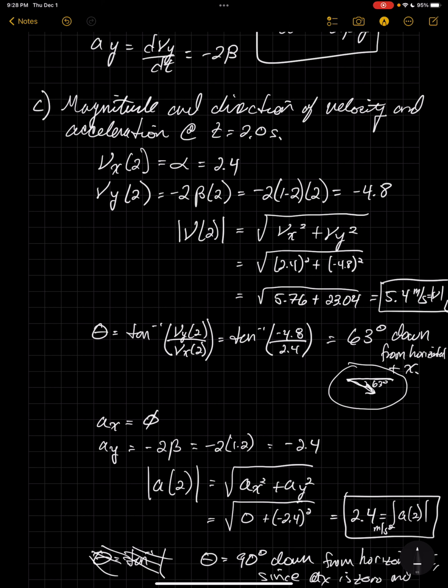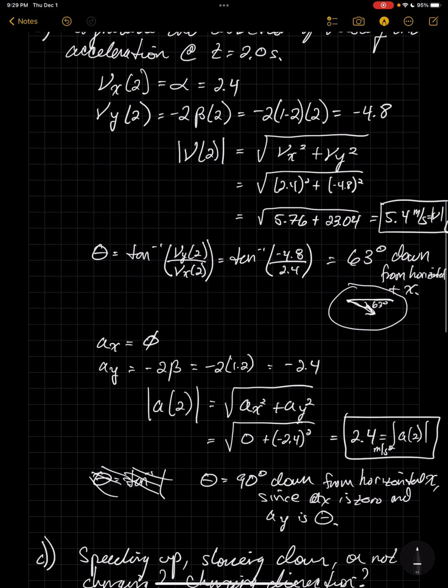Likewise, we can calculate the magnitude of acceleration at 2 seconds by doing our root mean square calculation, which is just the square root of ax squared plus ay squared. But since ax is equal to 0, it's just the square root of 2.4 squared, which is simply 2.4 meters per second squared. So the magnitude of our acceleration at time t equals 2 seconds is 2.4 meters per second squared.